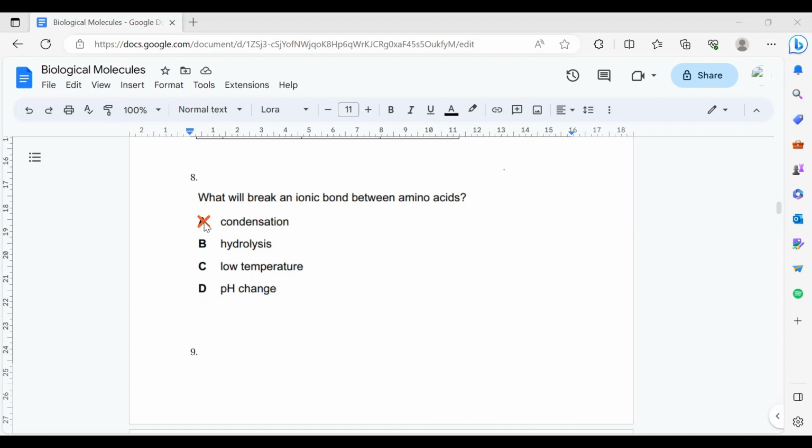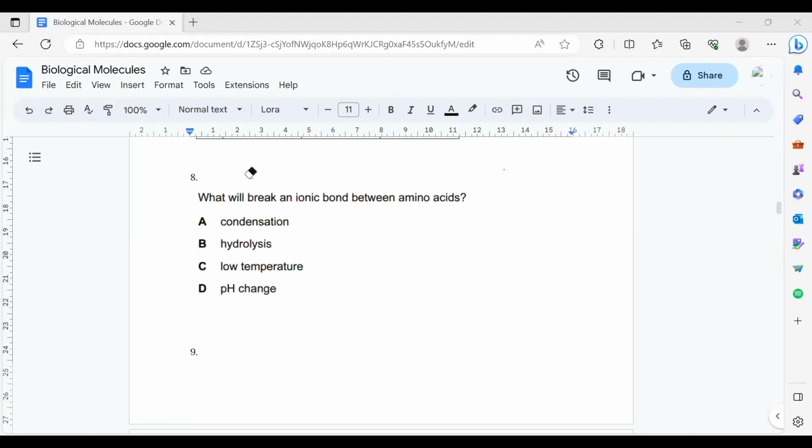So hydrolysis is also not an option here because it's breaking a covalent bond, and what we are asked is what will break an ionic bond. Low temperature also does not affect ionic bonds. So the answer will be D, pH change, because a change in pH can affect the charge of an amino acid and break its ionic bonding.